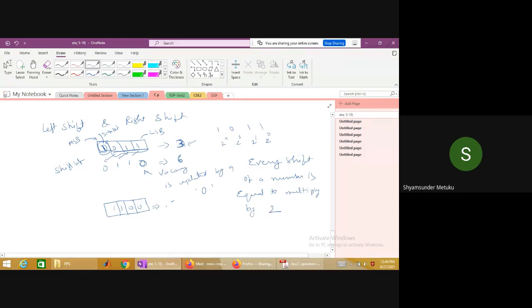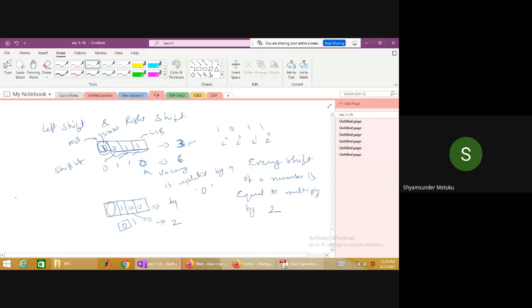Similarly, if this is 12 or this is 4, assume this is the sign bit. 100 is how much? Is it not 4? Yes. So when I do the right shift, the LSB will be ignored. This 0 will come here, this 1 will come here. The vacancy position will be updated by 0 again. So what is the resultant? You got 0, 1, 0. What does 0, 1, 0 indicate? Is it not 2?